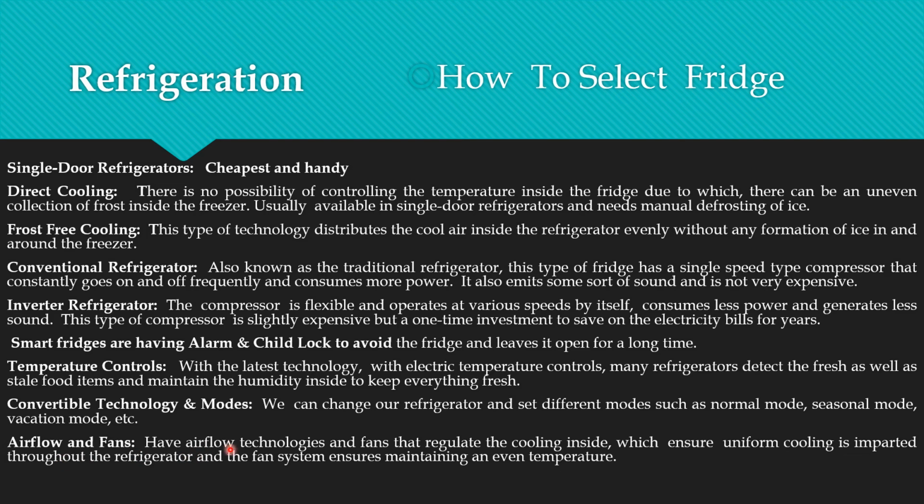And airflow and fans are also coming nowadays. Airflow technologies and fans regulate the cooling inside. They ensure uniform cooling throughout the refrigerator, and the fan system ensures an even temperature. The fan is used for the condenser. It will reduce the temperature evenly. And the airflow also supplies cool air throughout the fridge so the temperature is evenly distributed to keep the food fresh. Dehumidification, that is, ice formation, is avoided in this type of fridge, but it is costlier compared to the old type single door refrigerator.